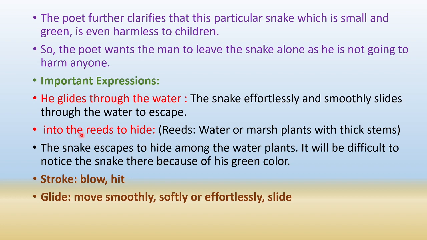So reeds, here, into the reeds to hide. Reeds are water or marsh plants with thick stems. Since these plants are also green, the snake will go and hide among the reeds and it won't be visible then. So the snake escapes to hide among the water plants and it is difficult to notice the snake there because of his green color. So, into the reeds to hide. So the snake through the water is gliding smoothly to reach these reeds and to hide there behind these reeds.